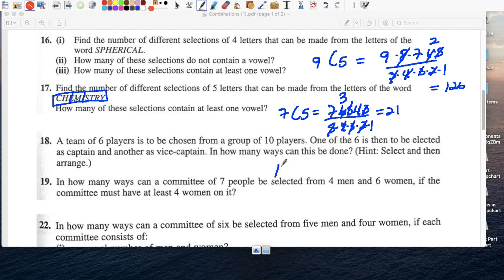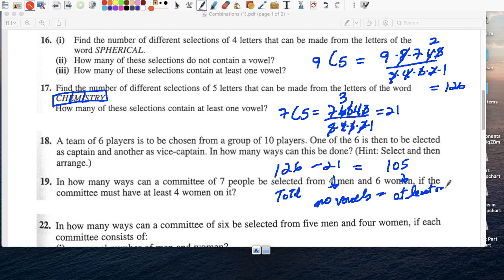So 126 is the total, minus 21, and this represents all the selections that had no vowels. Which means that if you subtract, I'm going to be left with 105, and 105 will have at least one vowel. Okay.